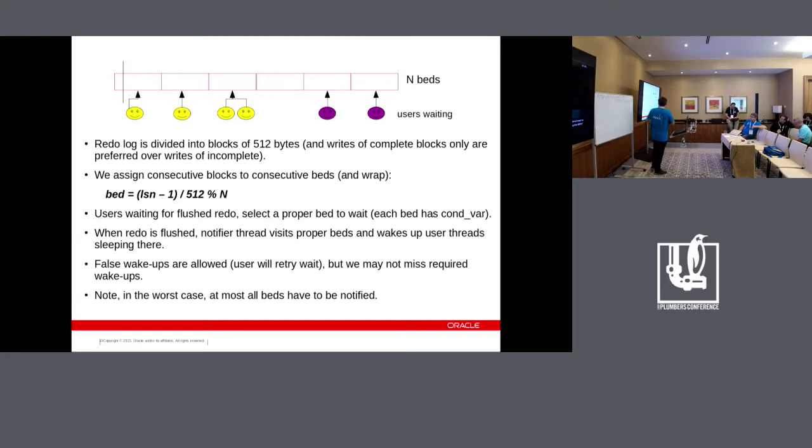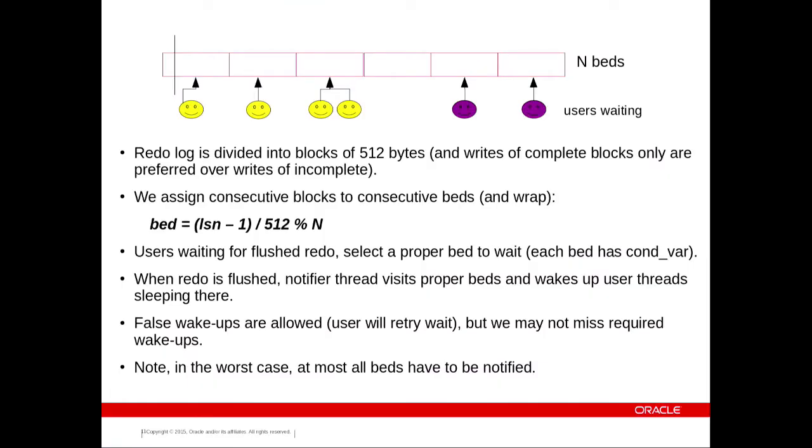The change is that we sharded this. We created n events, and when somebody wants to wait for an LSN to be flushed up to a certain point, they select the proper event, and each event has its own pthread condition variable. So there is not a single one on which everybody waits and is then woken up, with only a few satisfied and everybody else needing to go to sleep again. Instead, if redo is flushed from here to here, we wake up only the threads waiting on these events, and the others can sleep further. This way we avoid false wake-ups.